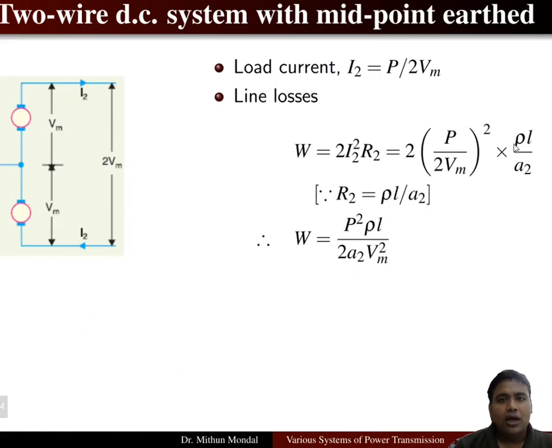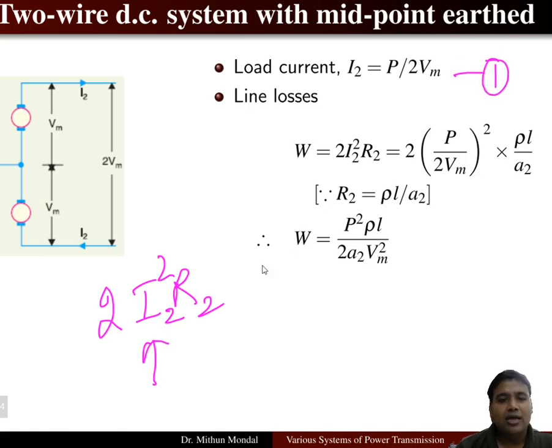Now again we will calculate the loss. So loss is I square R. We have two conductors, so multiplied with 2. It is the second case, so make this 2 here in the subscript, and then substitute the value of the current I2 from the first equation that we have got, and your R2, you know that again it is rho L by A. Now this is the second case, so make it 2 here.